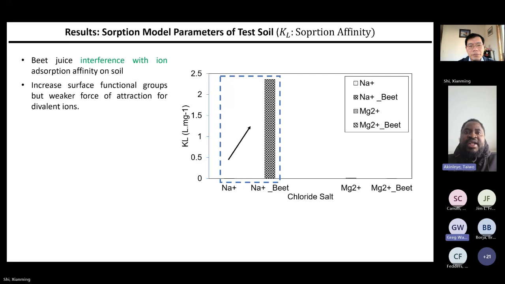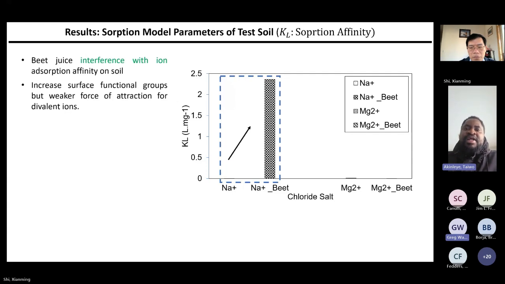And the next result is showing affinity for adsorption. For sodium, we see an increase in the adsorption, which is about 10 times the value. Now, this is an affinity which shows the ability of beet juice to influence the adsorption of these cations. So, for example, when you add no beet juice, you can see the KL value is quite low. In fact, you can't read it on the graph. But immediately you introduce beet juice to the surface, you see that affinity to adsorb to the soil particle surface is very apparent. Now, this behavior is not observed for the magnesium chloride.